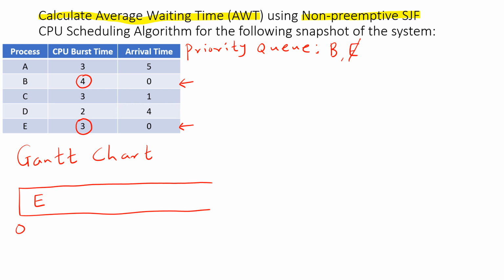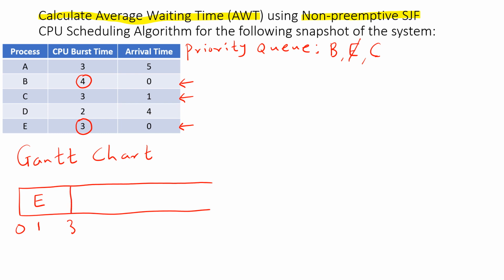Now since the algorithm is non-preemptive, process E will use CPU until it wants. So it is going to use CPU until time unit 3. But at time unit 1, a new process enters into the system, that is C. Since the algorithm is non-preemptive, C will come quietly and enter itself into the queue without disturbing the currently running process E.